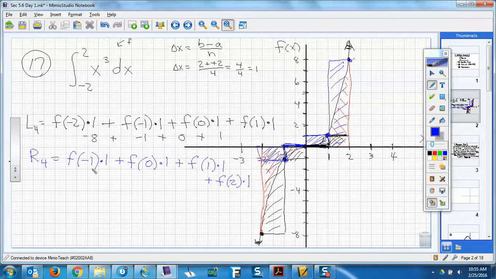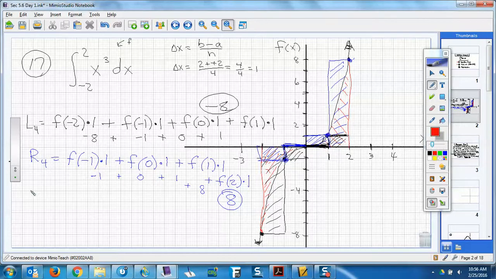Okay? And we know -1 cubed is -1, 0 cubed is 0, 1 cubed is 1, 2 cubed is 8. So I guess I didn't even say this. The lefts would have a total area, what would that add up to? -8. So the lefts had an area of -8. The rights have an area of +8. Boy, those are way off. Well, you know what? When you only do 4 rectangles, you shouldn't expect to get a very accurate estimate, right? Shouldn't expect it to be great.